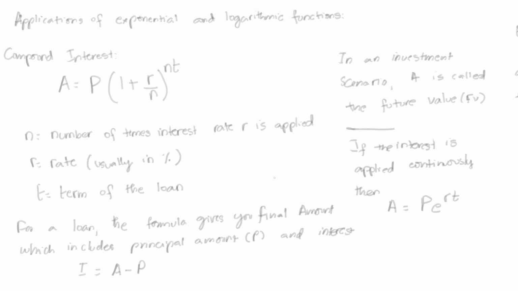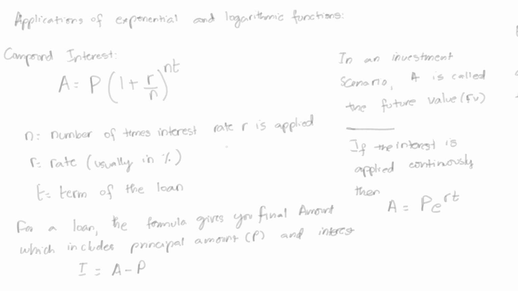Now, for a loan, the compound interest formula gives you the total amount including principal and interest. If you want to find the interest, you subtract the principal from the amount using this simple expression. But if it's an investment scenario, the same formula would give you a future value. It's just a matter of terminology.